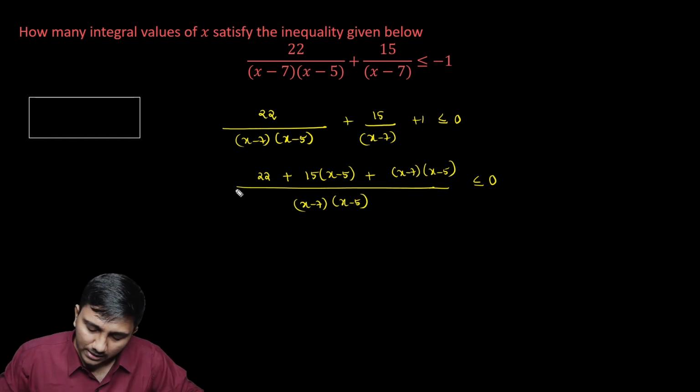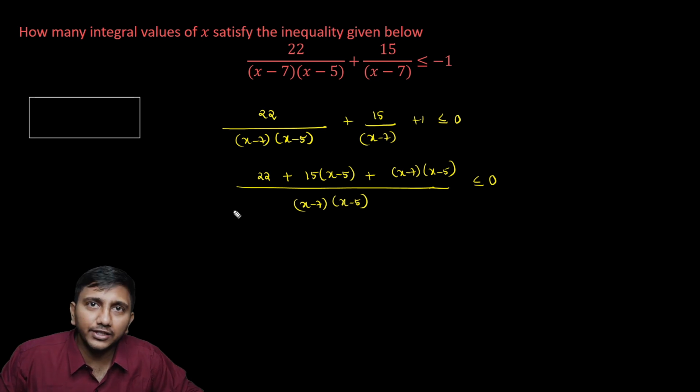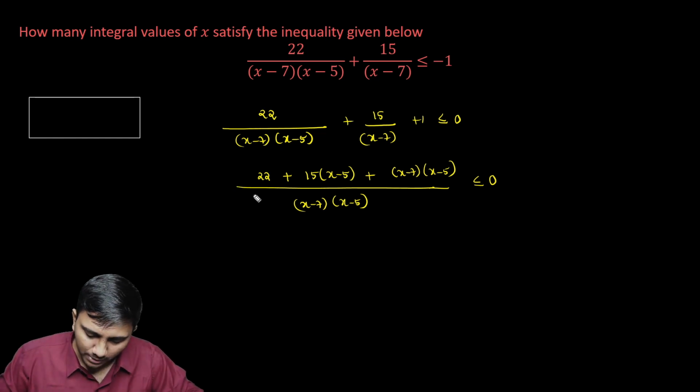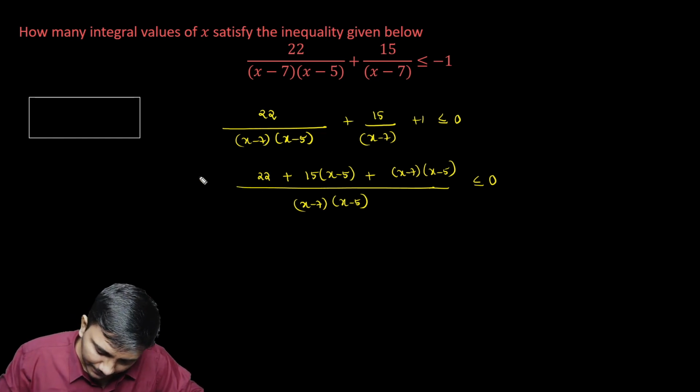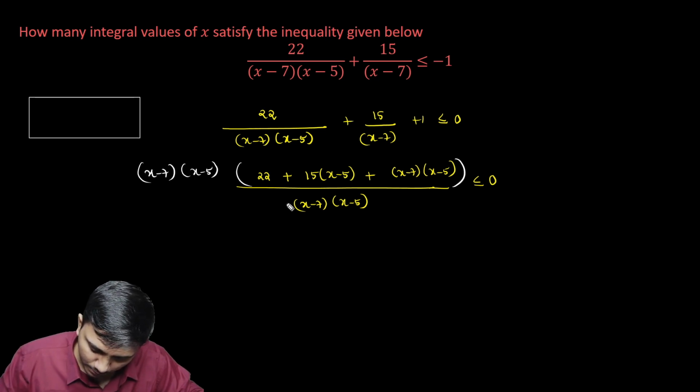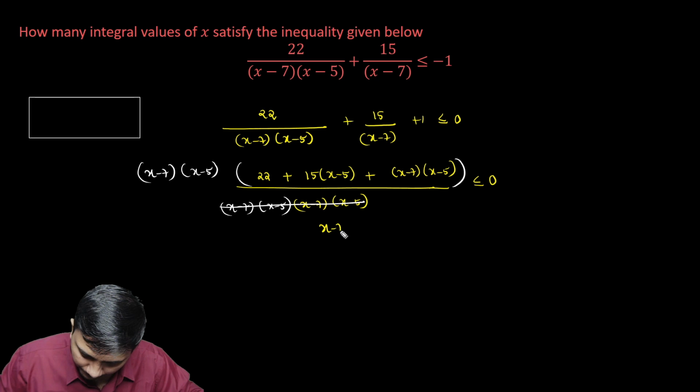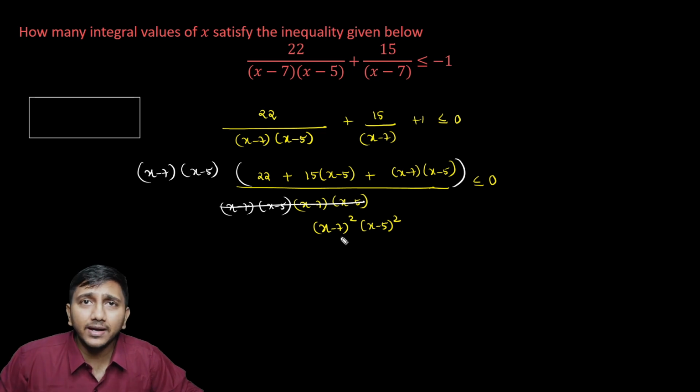So what we do is we multiply numerator and denominator by the denominator to make sure the denominator gets squared and hence it cannot be negative. Let's do that. If I multiply numerator and denominator with the denominator, the whole thing gets multiplied by x minus 7 into x minus 5 in the numerator and x minus 7 into x minus 5 in the denominator as well. So what will I get? In the denominator, I will get x minus 7 whole square into x minus 5 whole square. Now that can never be negative, right?